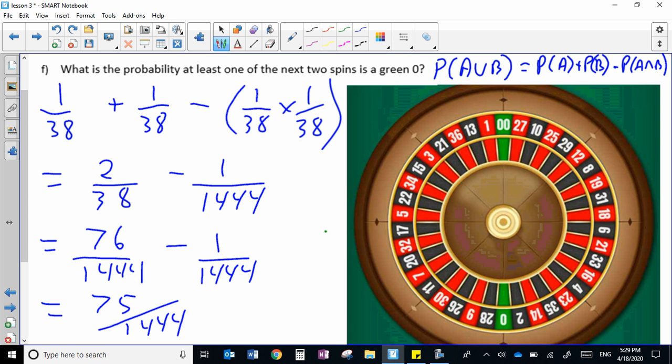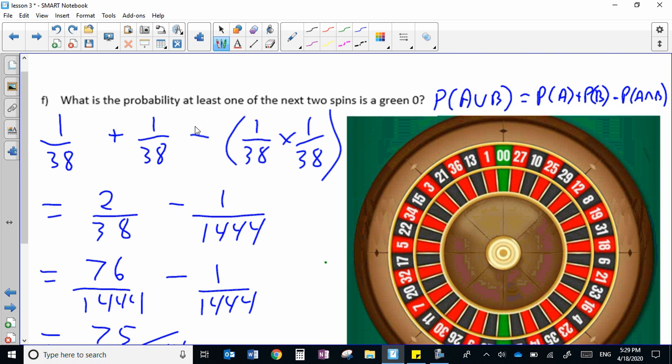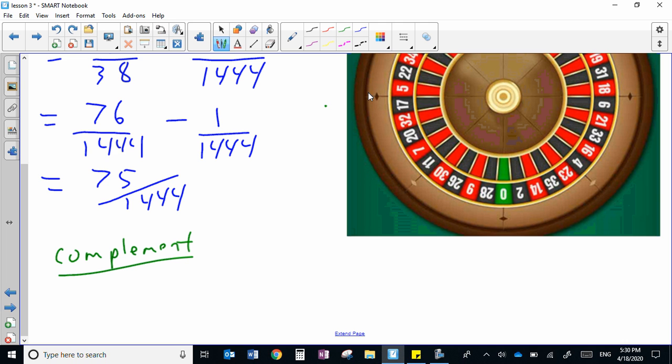What you could do is instead look at the complement. So the complement is the opposite of this. What's the opposite of getting a green zero in one of the next two spins? It's that you don't get a green zero for 2 rolls in a row. So what's the probability you don't get a green zero in the first roll? 37 out of 38. What's the probability you don't get a green zero on the second roll? Also 37 out of 38.